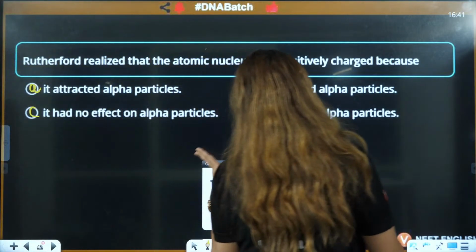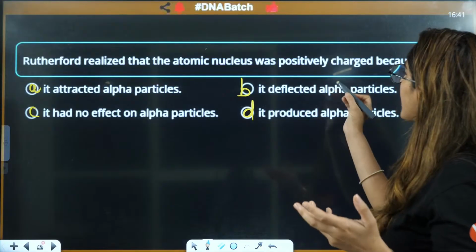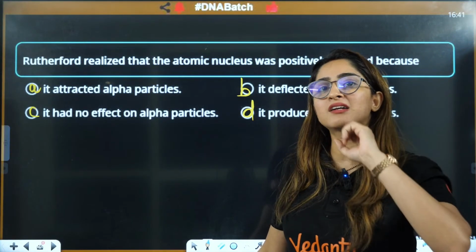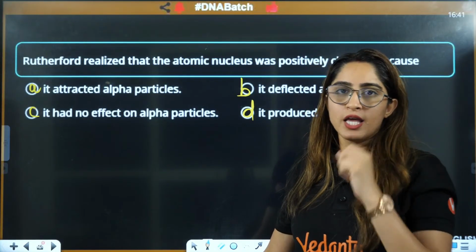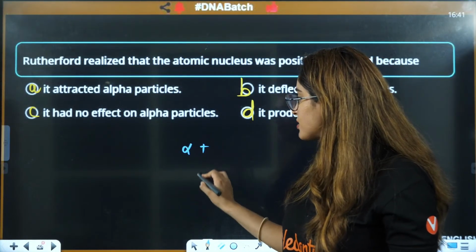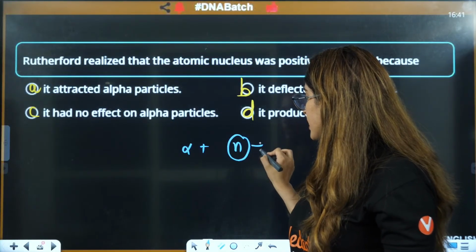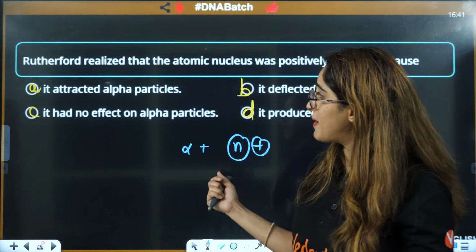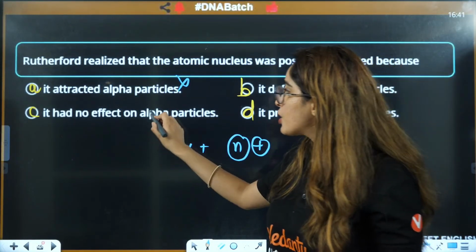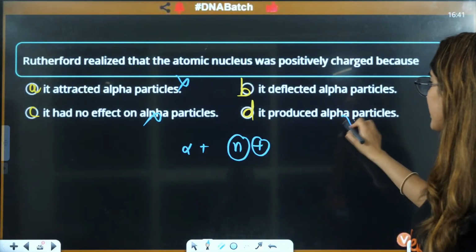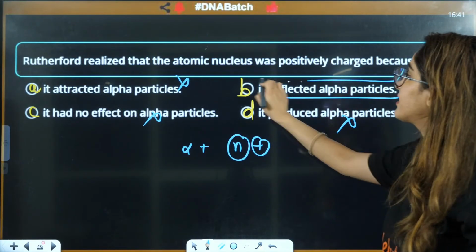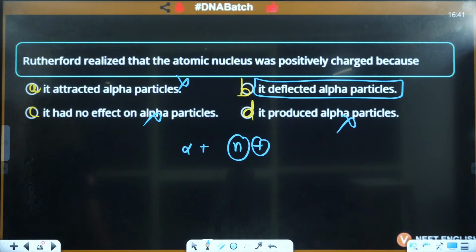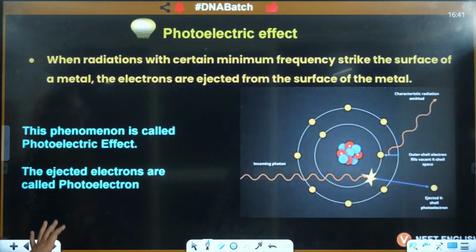Why is the nucleus positively charged? Alpha particles are positively charged, so the nucleus will attract or deflect them. If alpha particles are positive and the nucleus is positive, how will it be shown? It is being repelled. Attracted is not possible. No effect, not at all. It got deflected, which means it got repelled. So B is the correct answer. Very good.